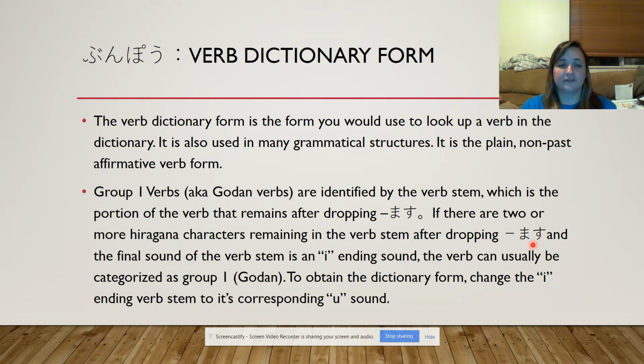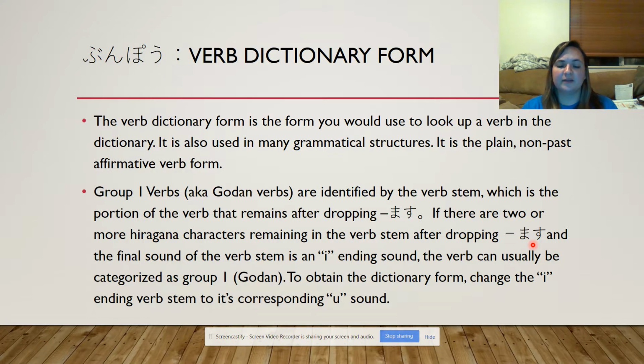So first, group 1 verbs, which are also known as godan verbs, right? Godan because those verbs' sounds change into the 5 different vowel sounds: A, I, U, E, O. Depending on the base you're changing the end of your verb to, you're going to change that ending sound to meet that. If you remember me talking about that last year, hopefully that's jogging your memory.